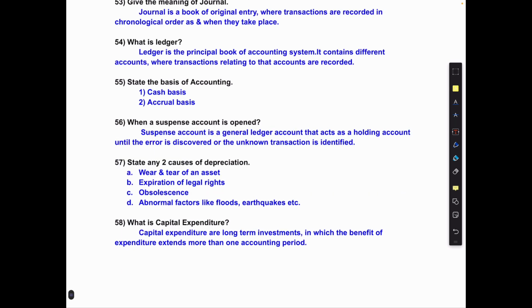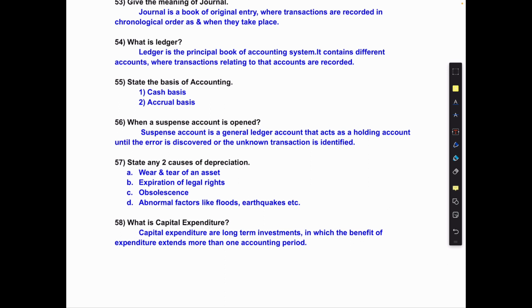Number 55. State the basis of accounting. Cash basis and accrual basis. 56. When is a suspense account opened? Suspense account is a general ledger account that acts as a holding account until the error is discovered or the unknown transaction is identified.